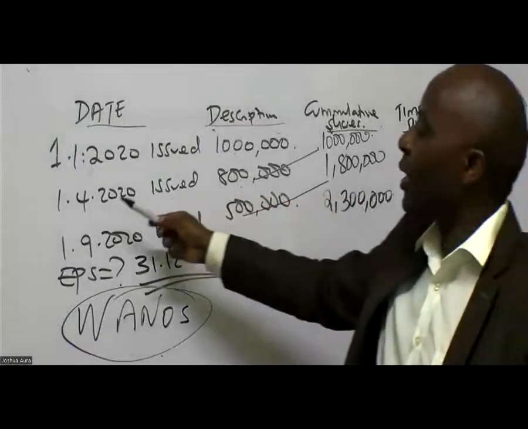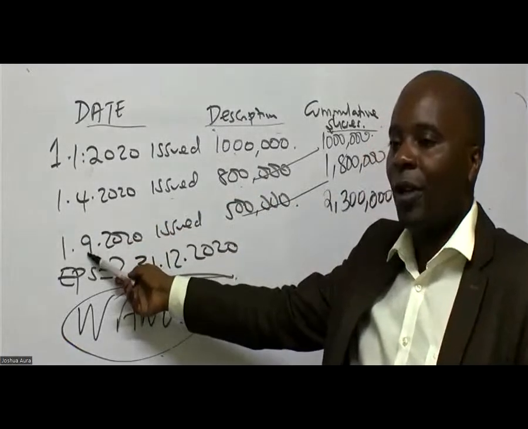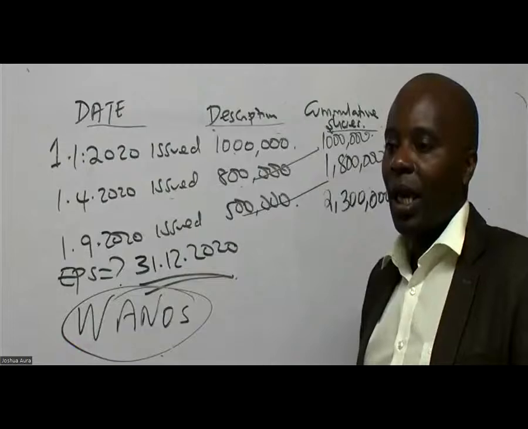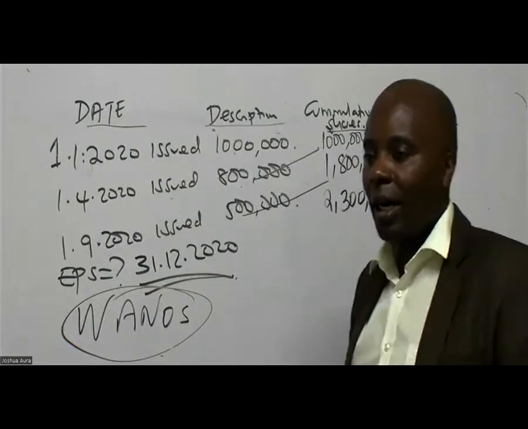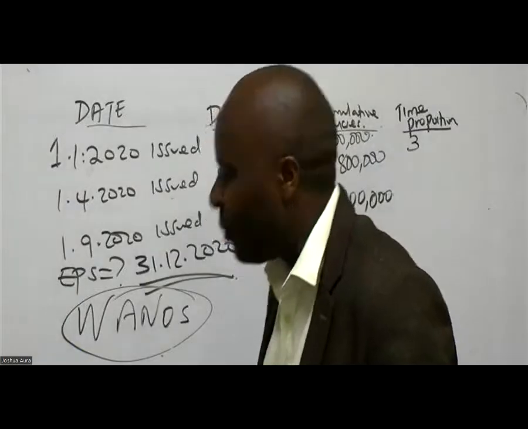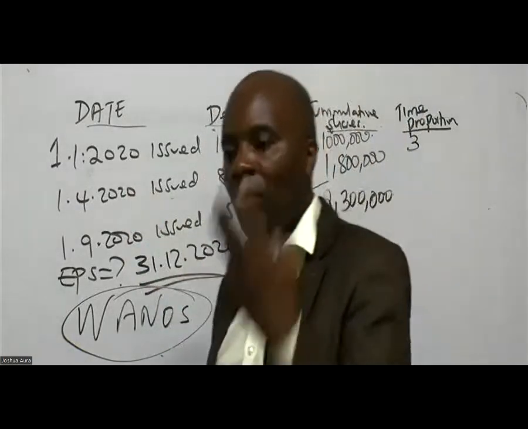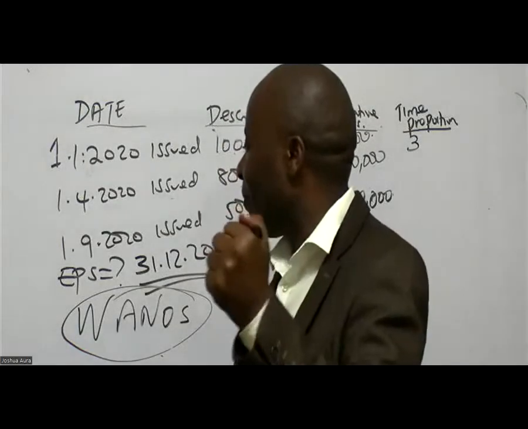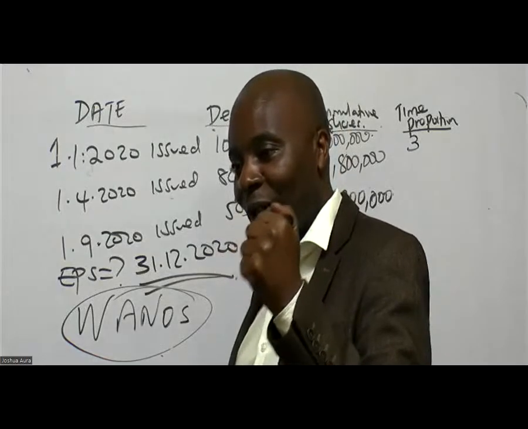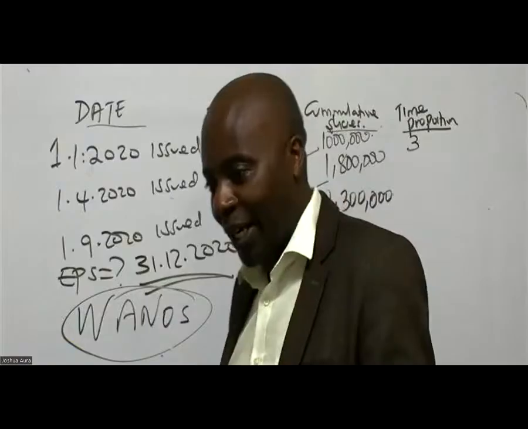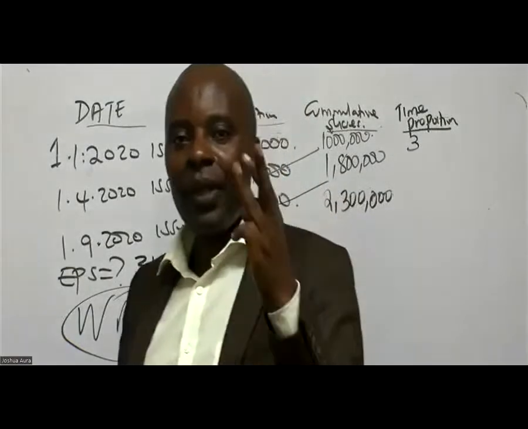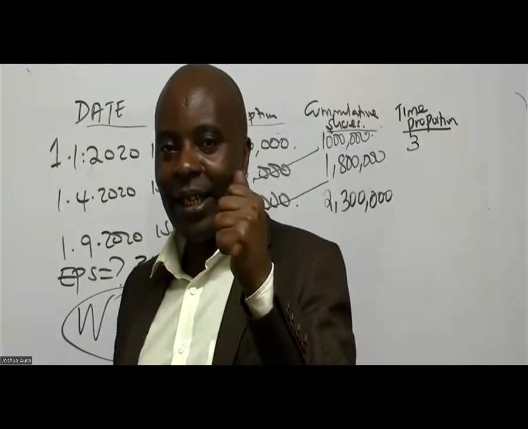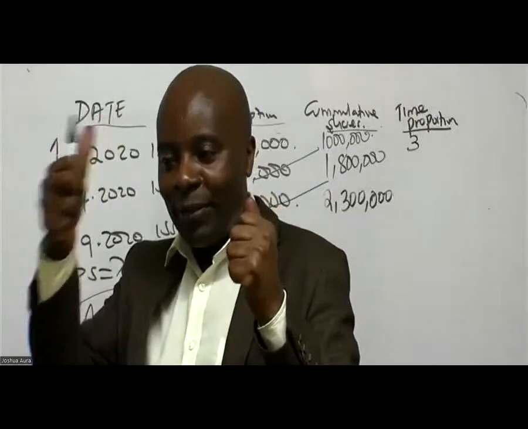How about from 1st of April to 1st of September? Please count for me. How many months do we have there? Jackie is telling me 5 months. You count from 1st of April. So the whole of April, May, June, July, September, no. Please count very well. We have April, May, June, July, August. Don't count September. It's 5.